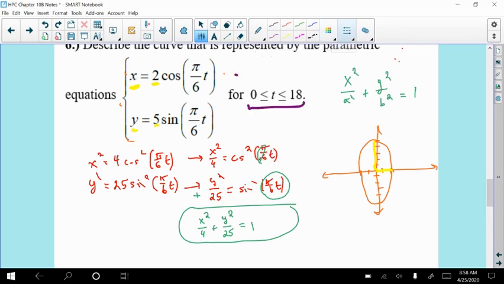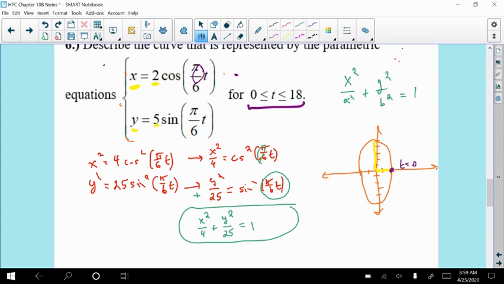So if I say, okay, let's let t be 0. So when t is 0, we're evaluating the cosine of 0 and the sine of 0. The cosine of 0 is 1. 1 times 2 is 2. And then the sine of 0 is 0. So this actually starts at 2, 0, at t equals 0.